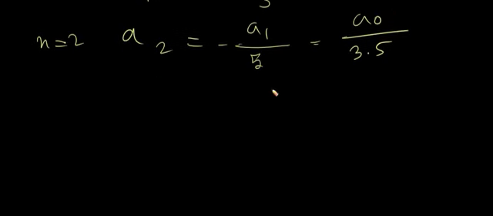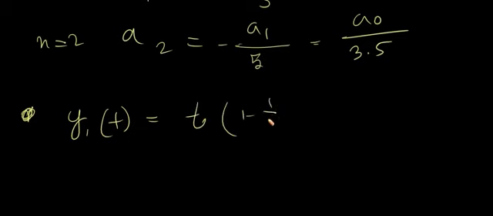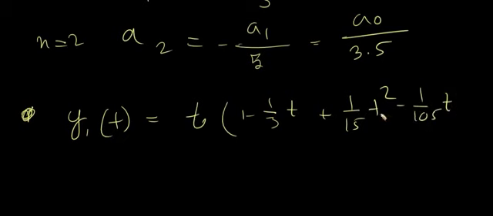So you can evaluate terms like this, and since we are considering R1, our solution, if it is denoted one of the solutions, because there are two roots and there will be two solutions, because there are two recursion relations, let's call this y1, and this y1 will look something like t times 1 minus 1 by 3t plus 1 by 15t squared minus 1 by 105. Obviously you have to calculate this term. There is no shortcut to it, there is no trick to it. This is a painful task.